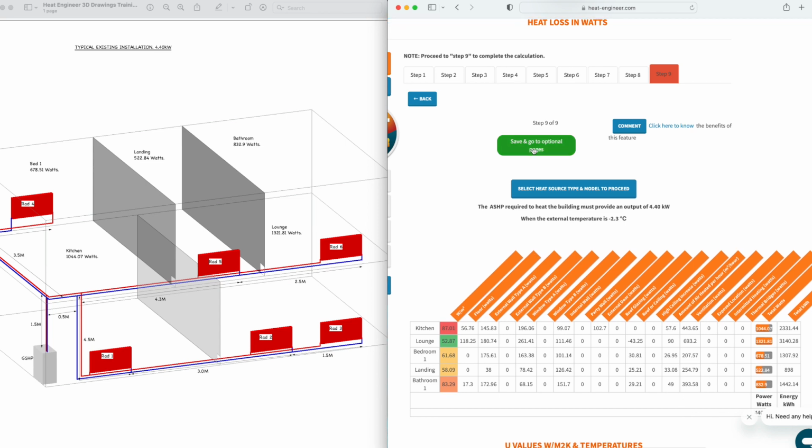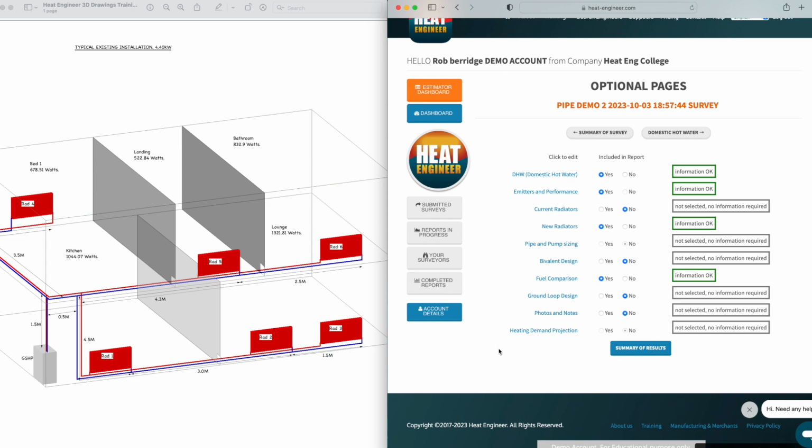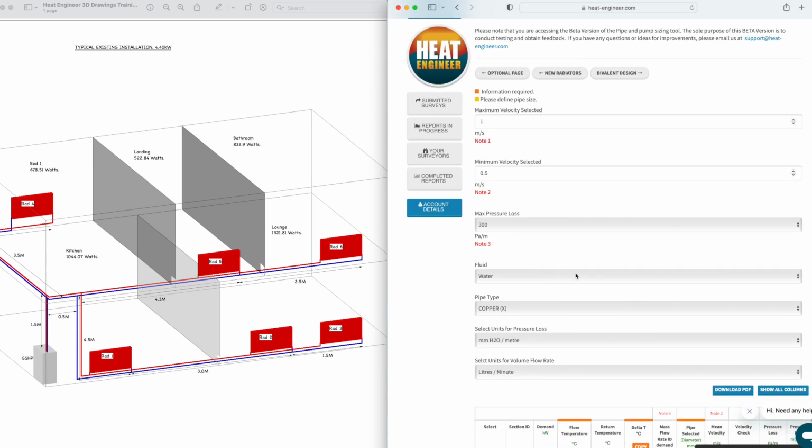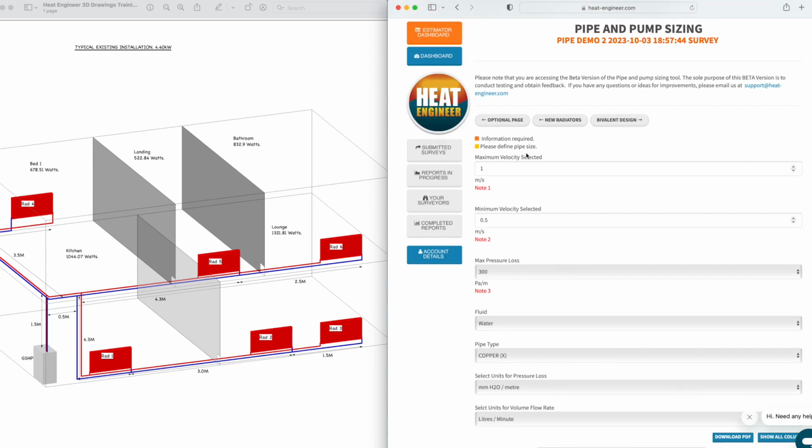So we now go on to our optional pages, and we go to our pipe and pump sizing. And here we go. Right, so there's a few things that we need to look at when we get it. So we've got a load of parameters here that we need to work through, and I'll just work through these as quickly as I can, just so you get an understanding.